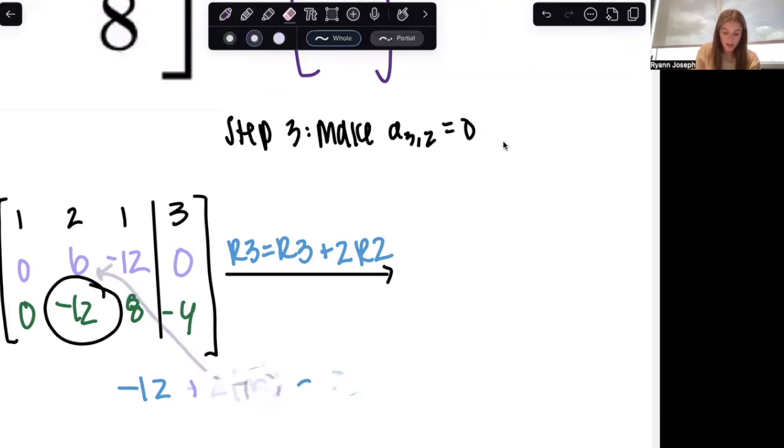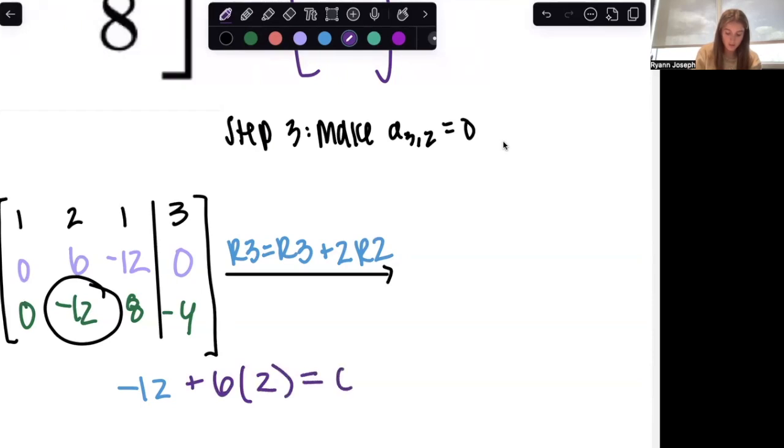I could technically use row 1 as well, right? So I could say negative 12 plus 6 times 2 is equal to 0, right? This 2 could be used in the same way.